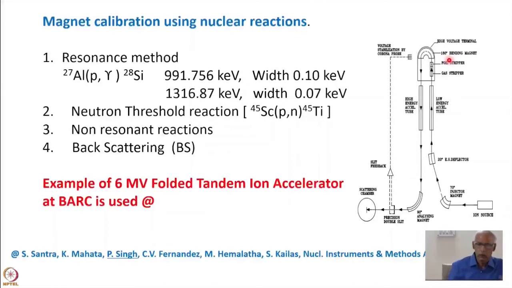very nicely. So this is one case where resonances are used, because the location of the peak, that means the magnetic field corresponding to energy, can be determined very precisely. So aluminium 27 P gamma at 992 kV and 1317 kV, these resonances are very widely used for this kind of thing. So we also use them to calibrate our magnet in the pelletron, 6 million volt pelletron. I am going to give this example of how this was done.